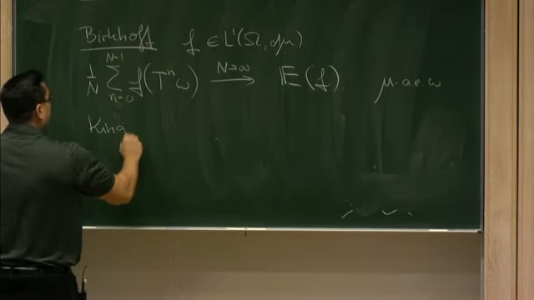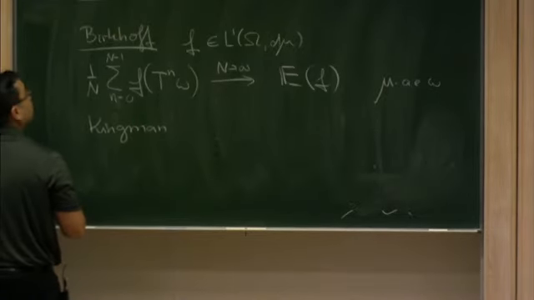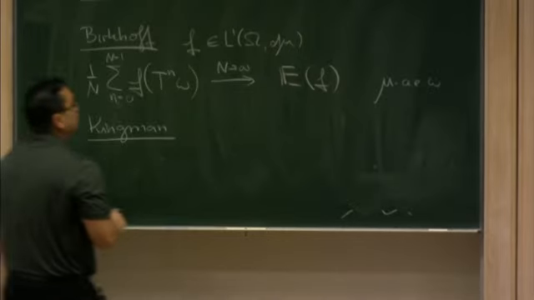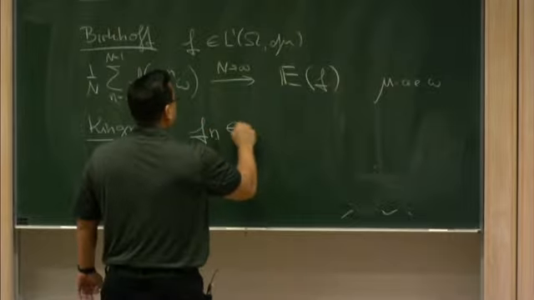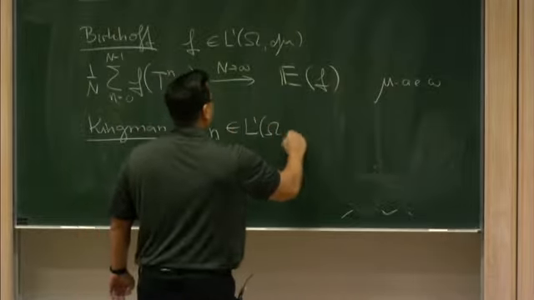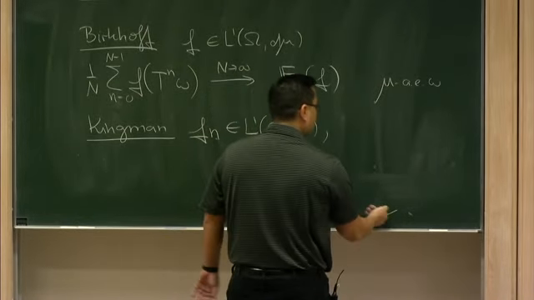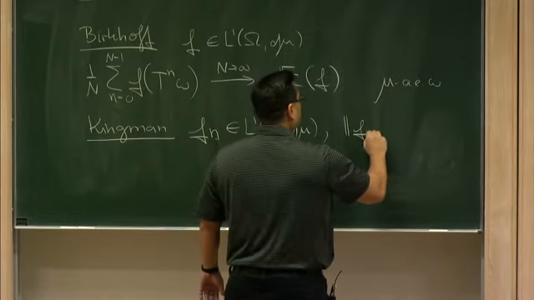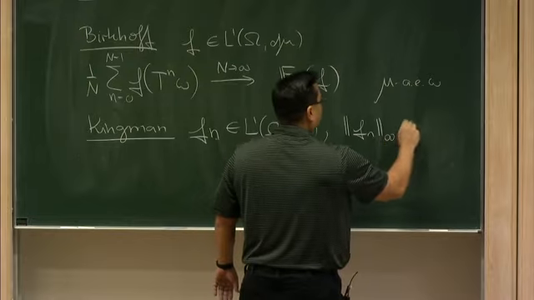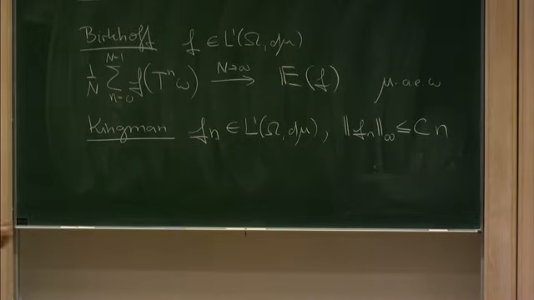Kingman looks at subadditive objects. So here you have f_n's that are integrable. So here we will actually, for simplicity, there is a more general version which we won't need, assume that the L infinity norm is bounded by some uniform constant times n.